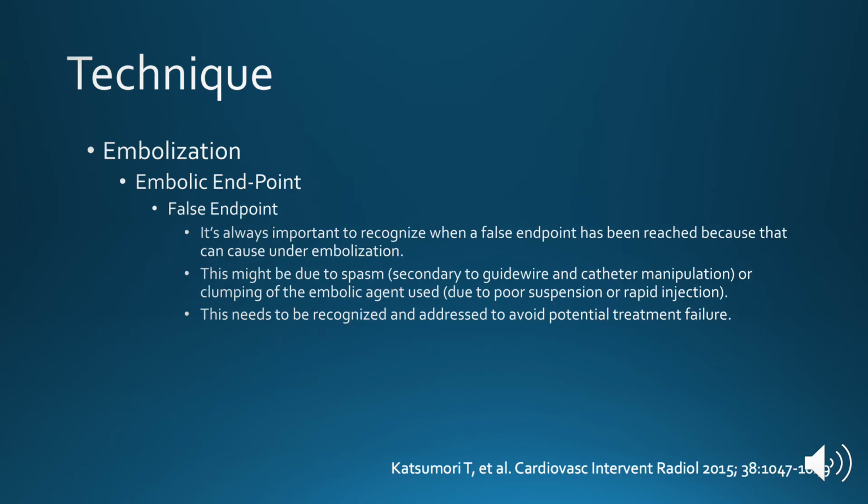We also have to remember to be careful of false endpoints. It's always important to recognize when a false endpoint has been reached because that can cause under-embolization. This might be due to spasm, which can be secondary to guide wire and catheter manipulation, or it could also be due to clumping of the embolic agent used due to either poor suspension or rapid injection. It's important for us while we're doing the procedure to recognize this and address it in order to avoid potential treatment failure.